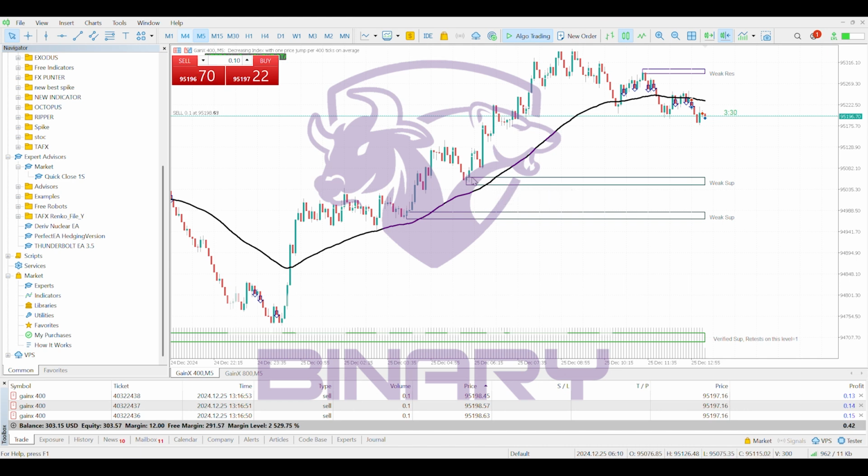Now this is a support here, this is a support here, this is a resistance here. So as you can see, when the market gets to my resistance area here, what I do basically is I start trading on the sell. This is Gain 400. So Gain 400 is all about selling, unless you want to go opposite, which is to buy. So I look out for certain confirmations here. Assuming I don't want to use the indicator, I just want to use the support levels and this moving average. This is what I do.